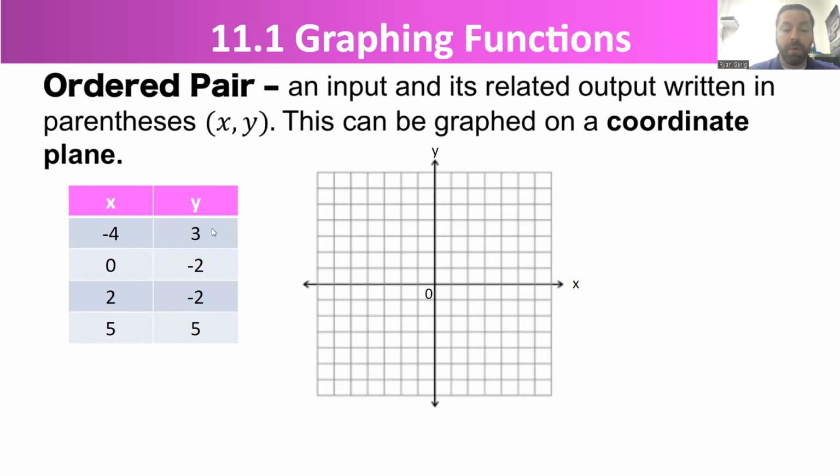So -4, 3 would be left 4, and then up 3. So you'll see a point right there, -4, 3. 0, -2 means I go left and right 0, and then down 2. You get a point right there. 2, -2 is right 2, down 2, and then 5, 5 is right 5, up 5. And there's plotting coordinates. And we're going to be doing that as we make graphs from these functions.